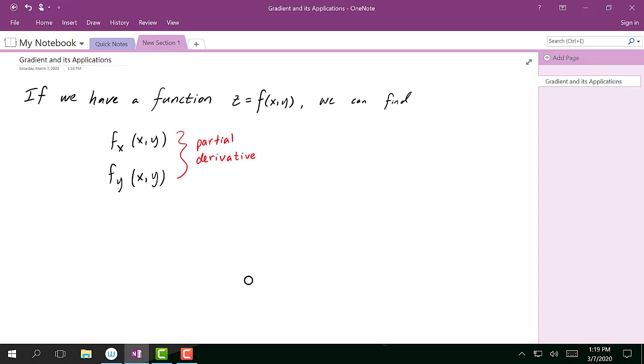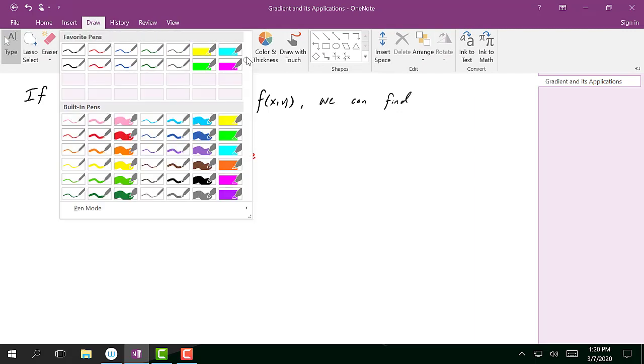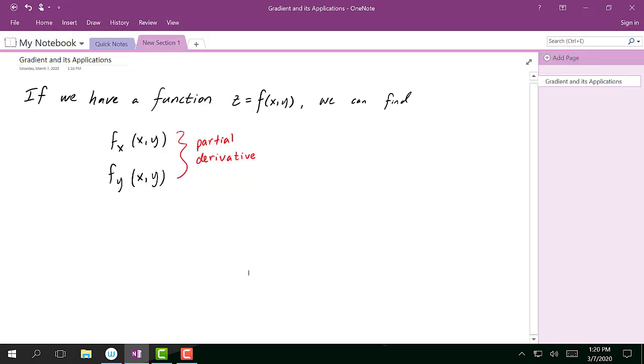Maybe we can ask ourselves a question: is there a way for us to understand all of the information about all of the derivatives of this function? Since we have the partial derivative of f with respect to x and the partial derivative of f with respect to y, maybe we can put both of those in a vector, and maybe that would have some special importance to us. And it turns out it does, and so the first thing to define for today is the gradient vector. And I'm just going to define it for the case of two variables.